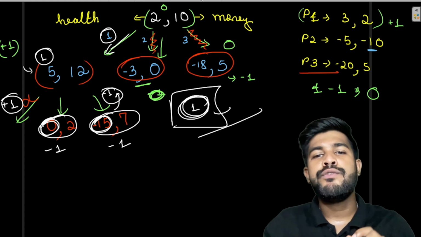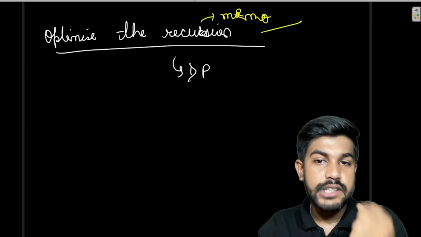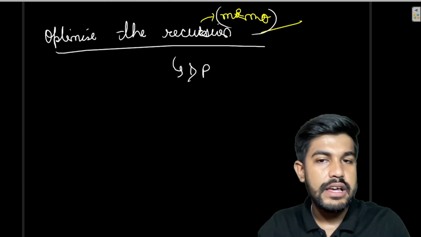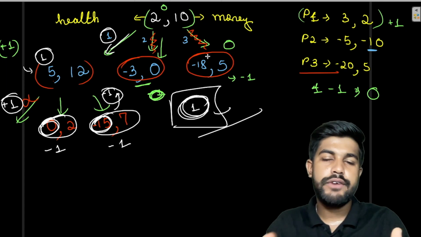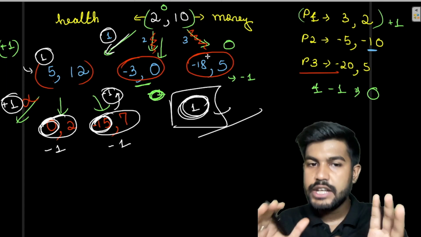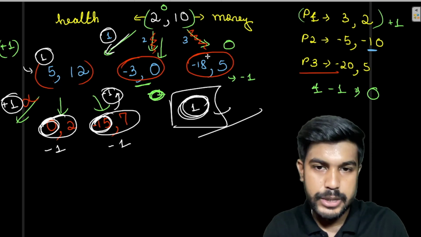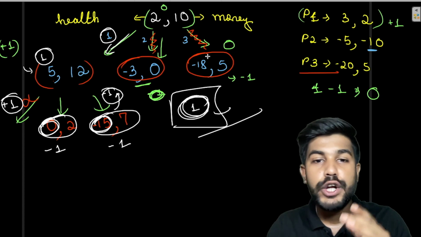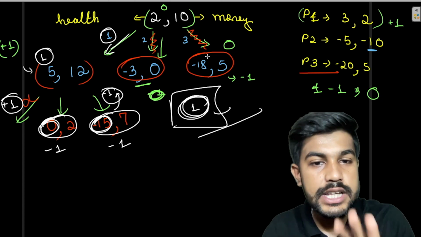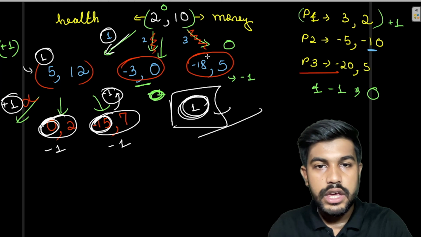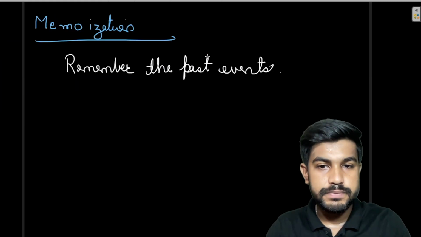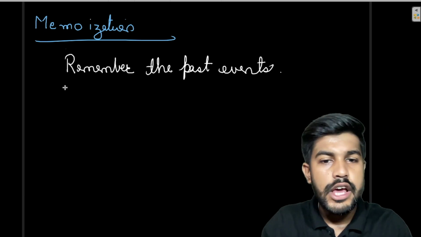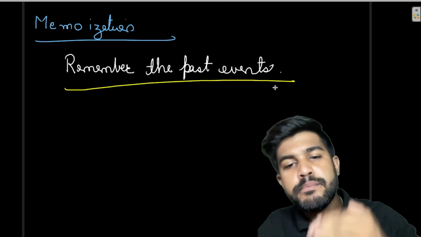Okay, so now if we want to optimize the recursion by using dynamic programming, we can simply memoize the recursion. If you do it for a bigger value, then you would see that there are overlapping subproblems. If there are overlapping subproblems, that means you need to memoize it. Okay, you can use dynamic programming over here. So now how to memoize this solution? Let us first understand what is memoizing. Memoizing is nothing but remembering the past events.